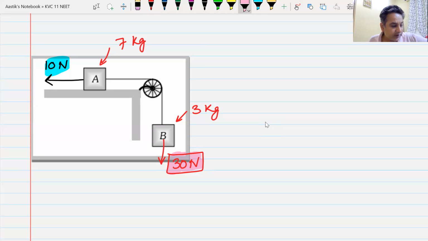Where is this system going to move? This is not physics. This is common sense. Where is this system going to move? Downwards. Why will it move downwards? Because your previous answer was wrong, therefore this is right. No, that should not be the case. You must tell me why will it move downwards?